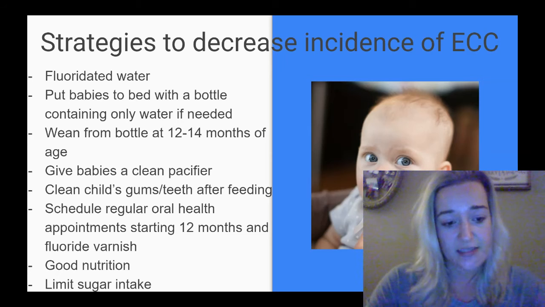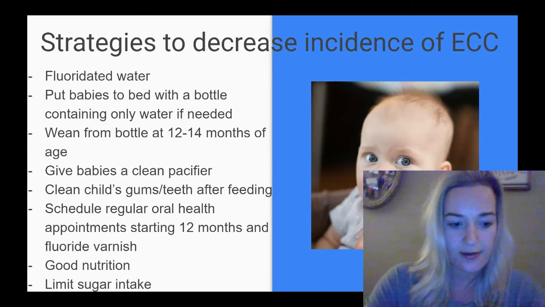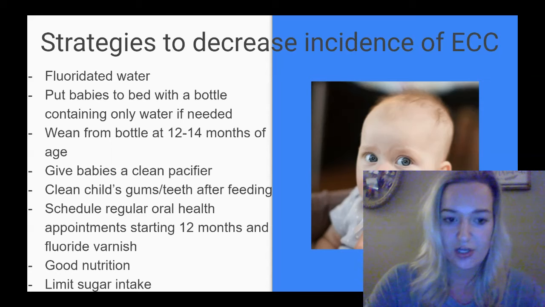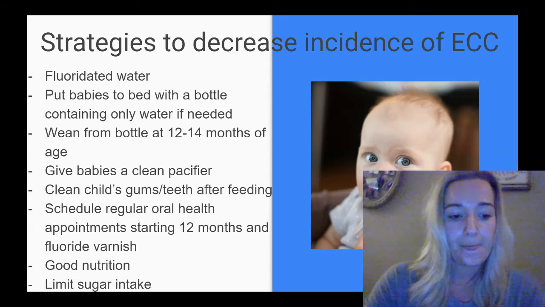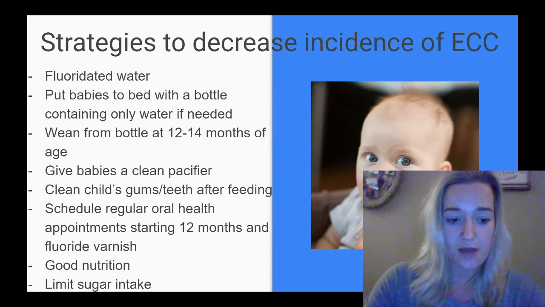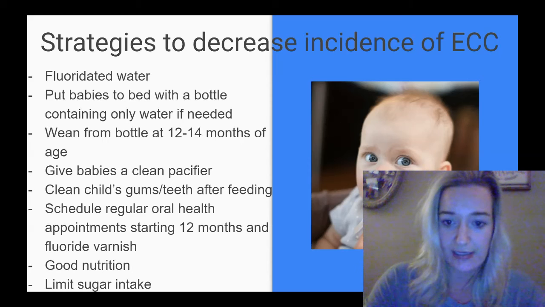Give babies a clean pacifier, so not dipped in honey or sugar, and do not clean the pacifier in your own mouth. Clean the child's gums and teeth after feeding. Schedule regular appointments, ensure good nutrition, and limit sugar intake.